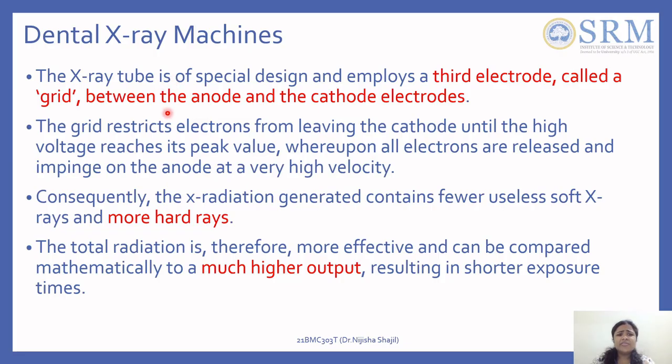Now for dental X-ray, it has a special feature. We saw that we have a cathode and an anode. The cathode is going to give you the electrons, and the anode is where the electrons are going to go and collide. Now in between both, you have a third electrode called a grid. Why is this grid placed in between both of them? The reason is that when the cathode releases the electrons, they gradually increase.